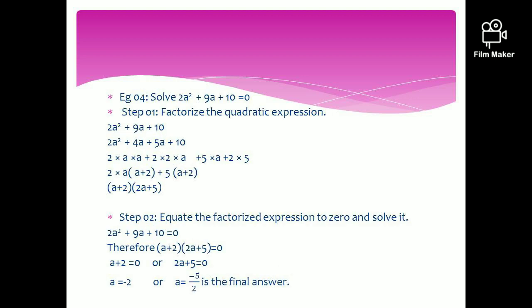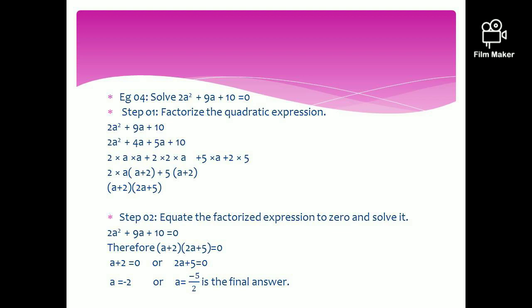Now children, let's try to work out an example a little bit more advanced than the previous examples. Our problem is to solve 2a squared plus 9a plus 10 equals 0. Then the first step is the same as before: factorize the quadratic expression. The quadratic expression here is 2a squared plus 9a plus 10. What is the first step of factorizing?